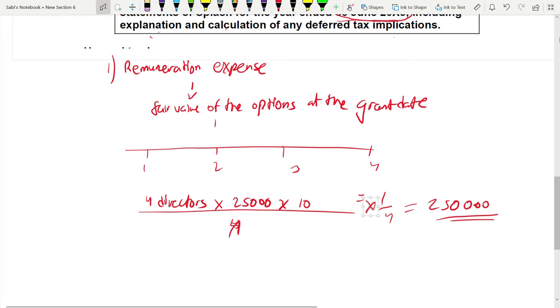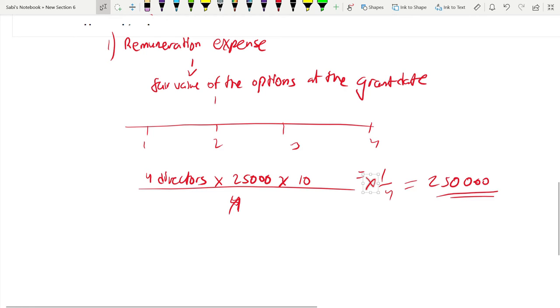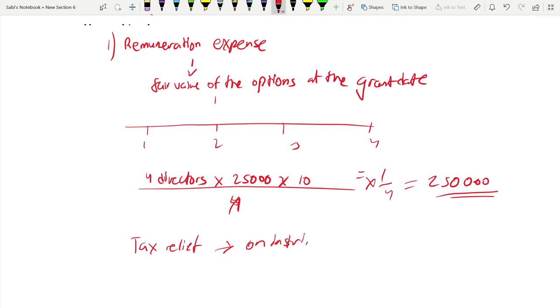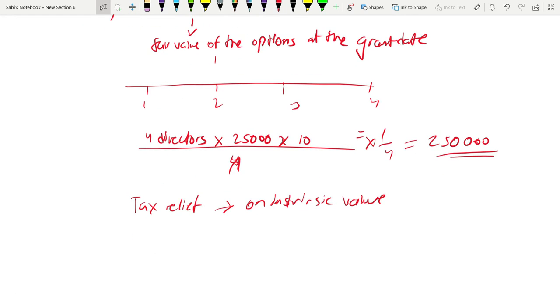Now, second paragraph, write the tax. For tax purpose, I'm telling you the answer, you have to write it. For tax purpose, the tax relief is calculated on what? Intrinsic value. So tax relief on intrinsic value. What is the intrinsic value? First find the intrinsic value before finding the tax relief. Intrinsic value is market value minus the exercise price.